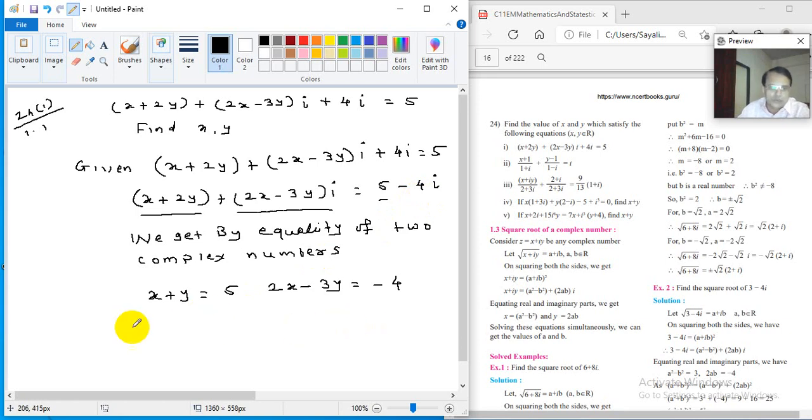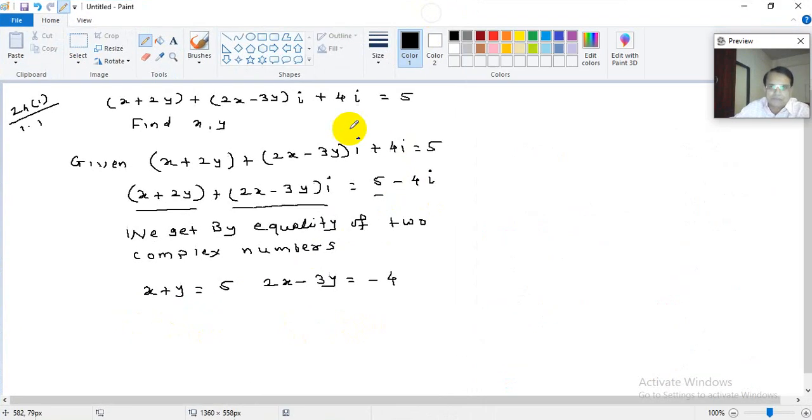Now these two we have to solve. So I will enlarge this. See what you get, x plus 2y is equal to 5. So this is now by equality of complex numbers. So this is say 1 and this is say 2, right? So from 1 we get y is equal to 5 minus x.